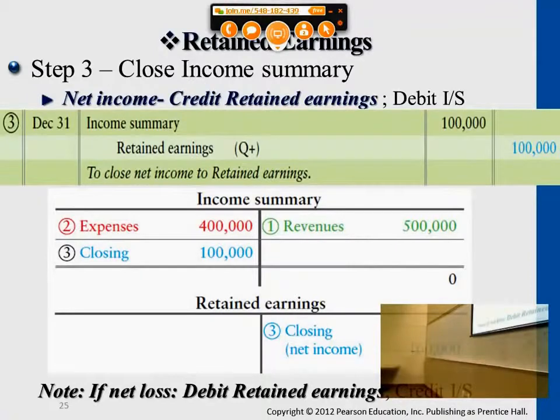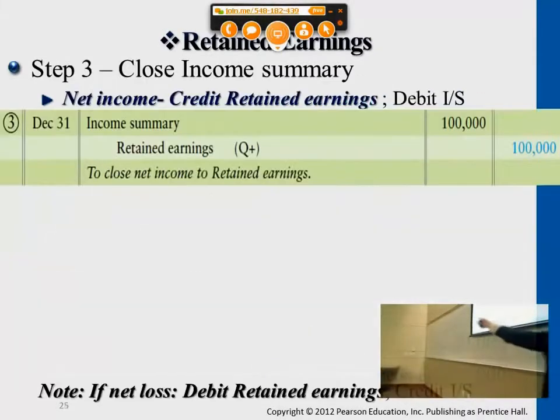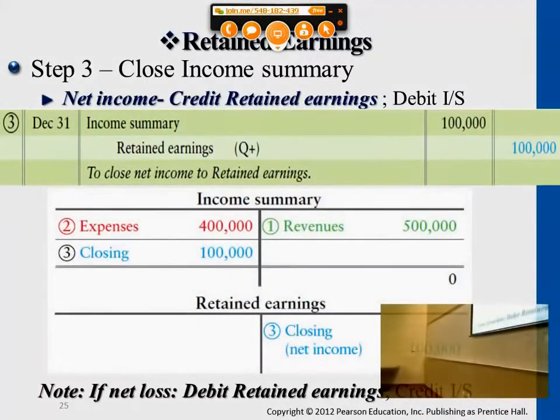Which one? It's on the debit side because earlier we had net income here, and if we want to close this out, then we will be posting it to this side. And then retained earnings increases, so retained earnings definitely is on the credit side.